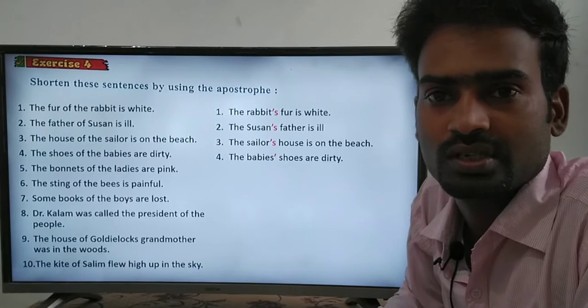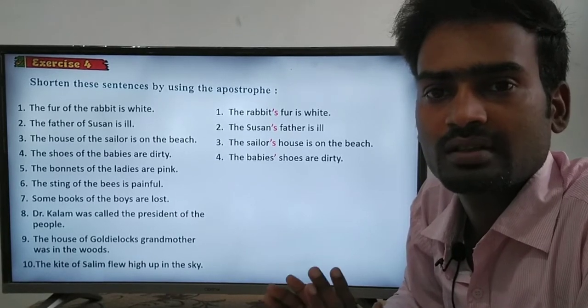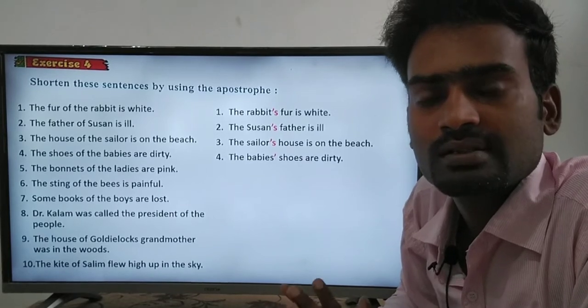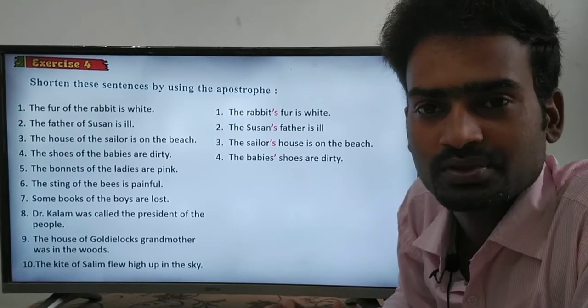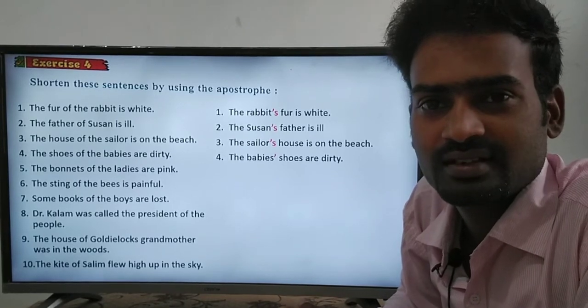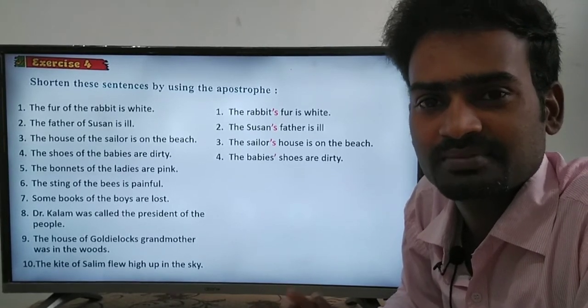This is the difference, dear children. This is the difference that we have to understand in this lesson, right? In singular form we have to use apostrophe s, in plural form we have to use only apostrophe. Only this is the difference. If we understand this difference, it is very simple, right?